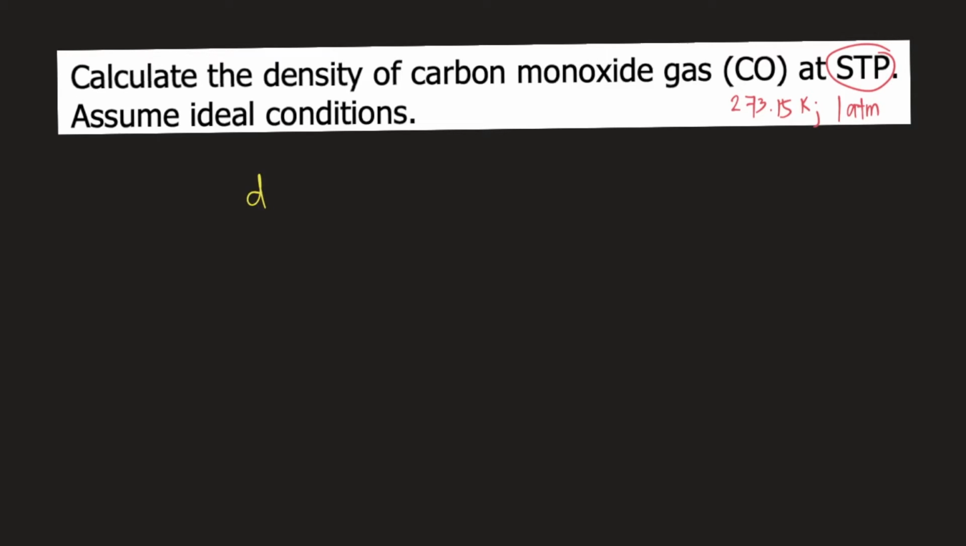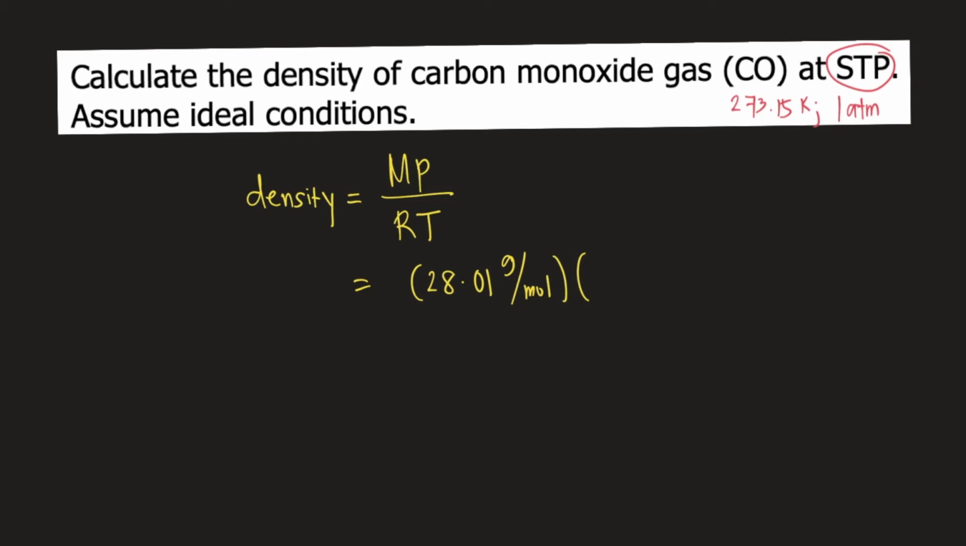If you want to solve for the density of an ideal gas, this is equal to MP over RT. If you want to know how I derive this equation, you can check the description box. Capital M stands for the molar mass of the gas. In our problem, the gas is carbon monoxide, and the molar mass of CO is 28.01 grams per mole.